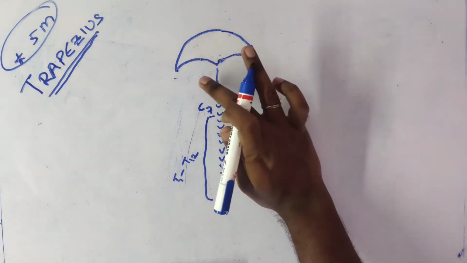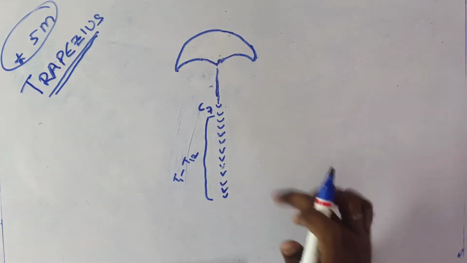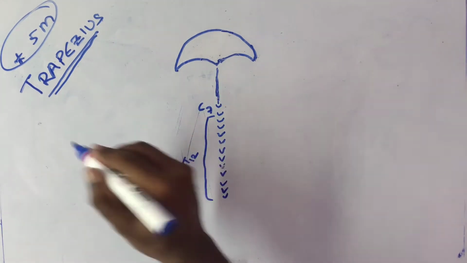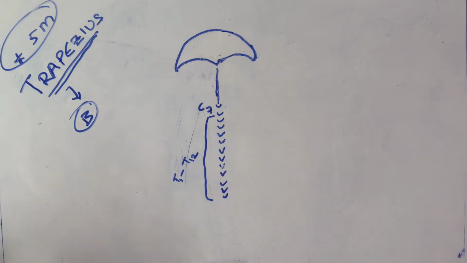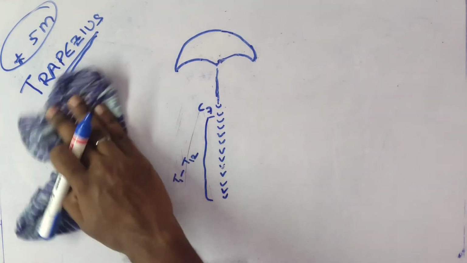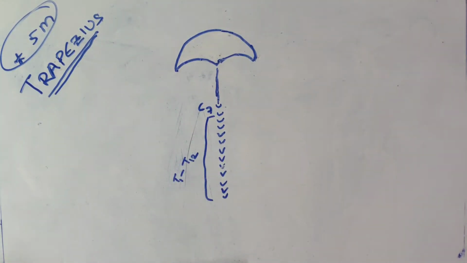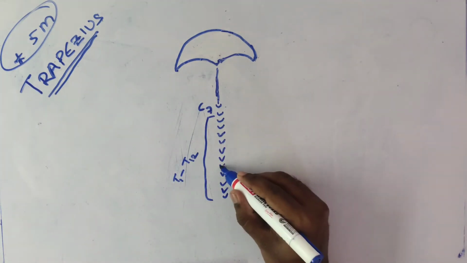Okay then. Now we will start with the muscles. First muscle is the trapezius muscle. Trapezius muscle is present at the back. It is the back muscle. So imagine that it is your back side.